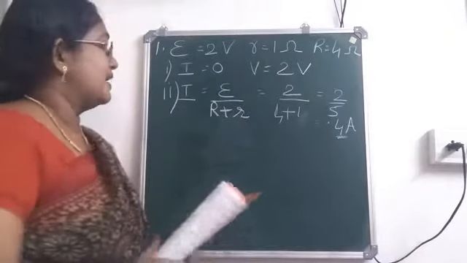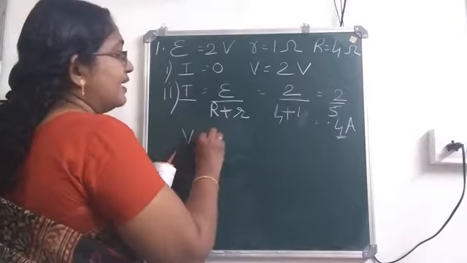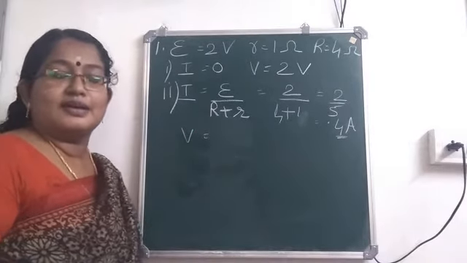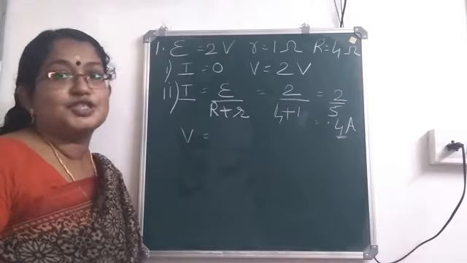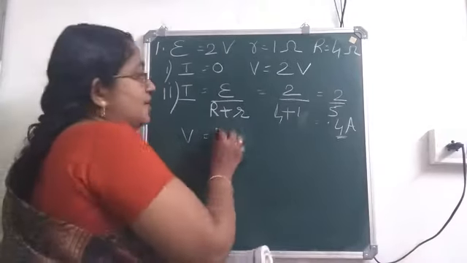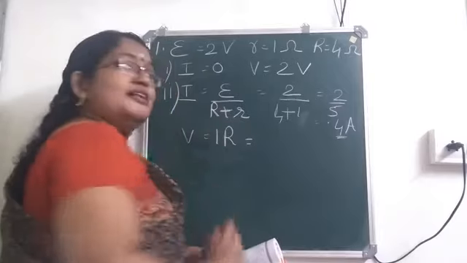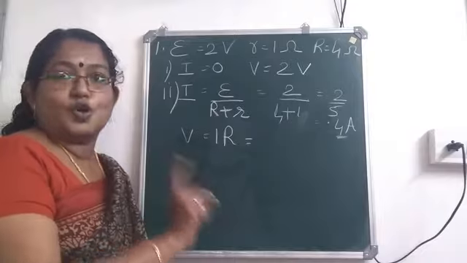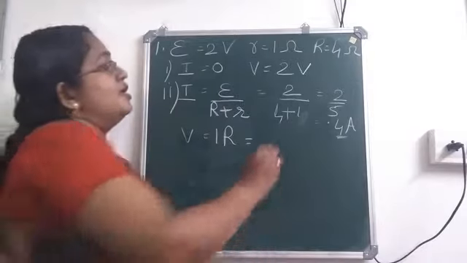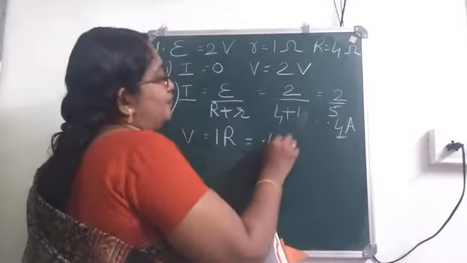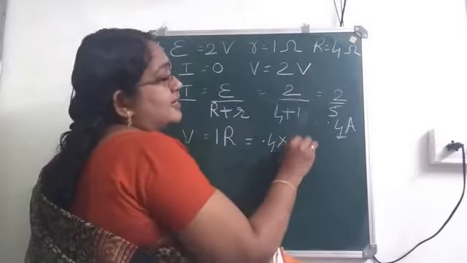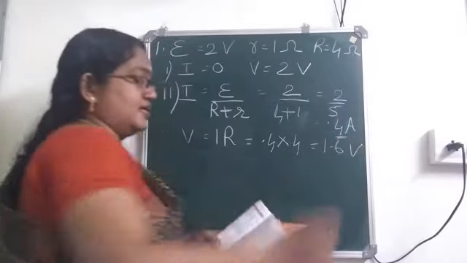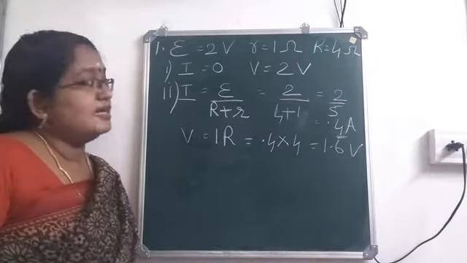Epsilon by R plus r. Now what about V? When current is flowing through a circuit, the potential difference will be equal to the terminal voltage. So which one should I take? V equal to IR. I should take only capital R, because this is the potential difference when current is drawn. So current is how much? 0.4. How much is the external resistance? 4. 4 into 4, 16. Since one decimal point is there, 1.6. So our answer is 1.6 volt.